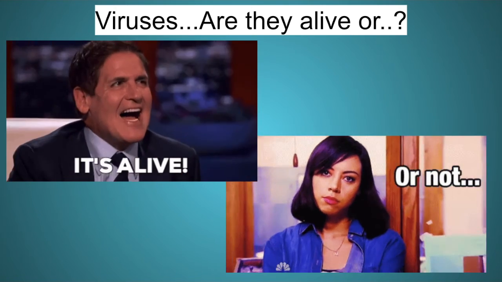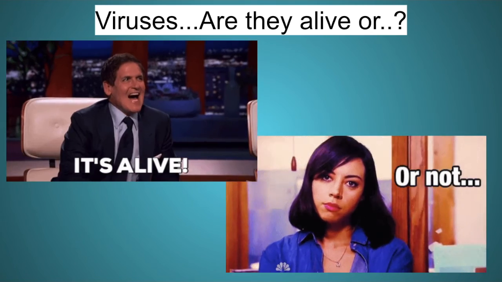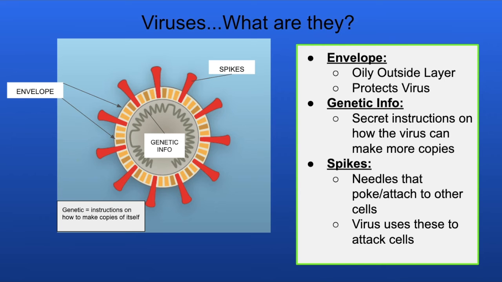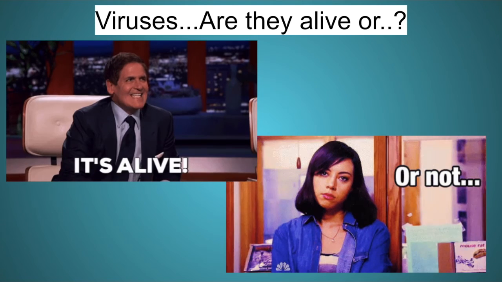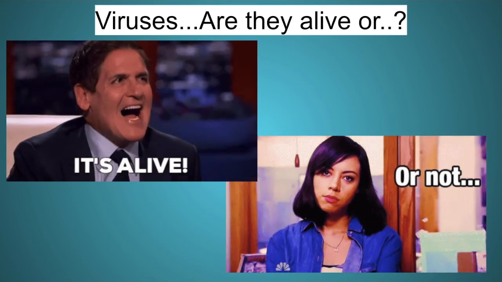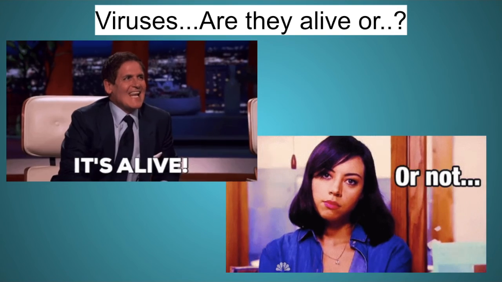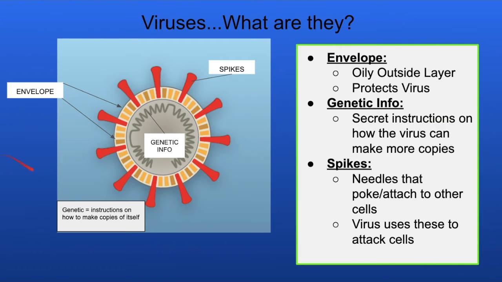Before I wrap up the video, I wanted to end on a big debate in science. Now, most things that we would consider alive, they need food, they can reproduce, they can make copies of themselves, and they can move. There's a lot of elements that viruses can't do. They just kind of bounce around, and when they find a cell that their needles can lock onto, then they can make copies of themselves, which we'll cover tomorrow.